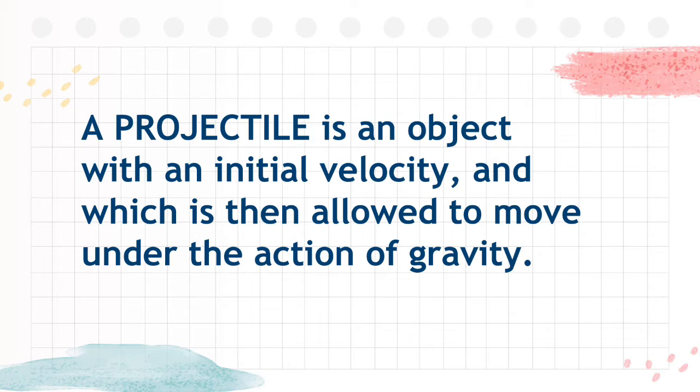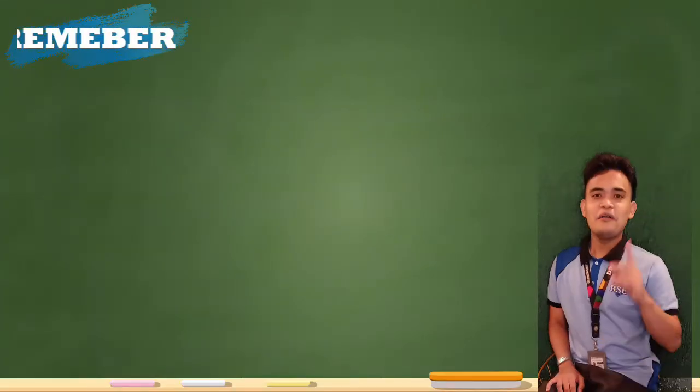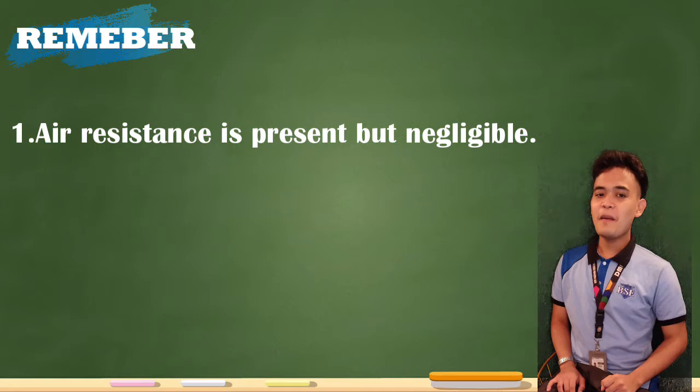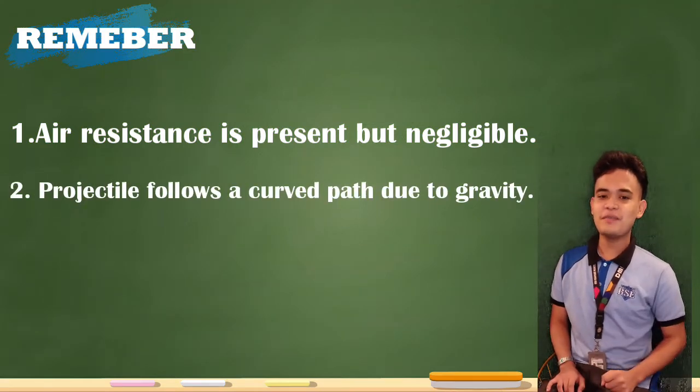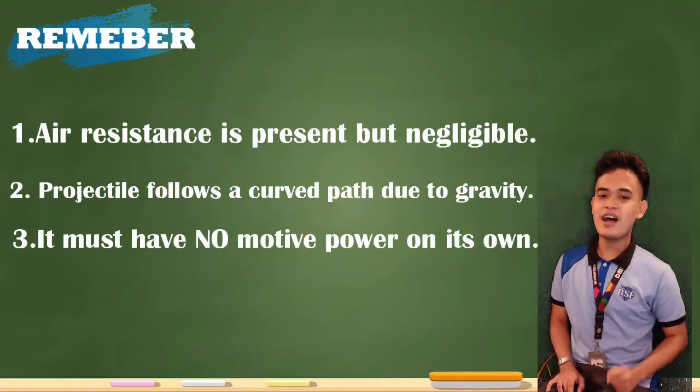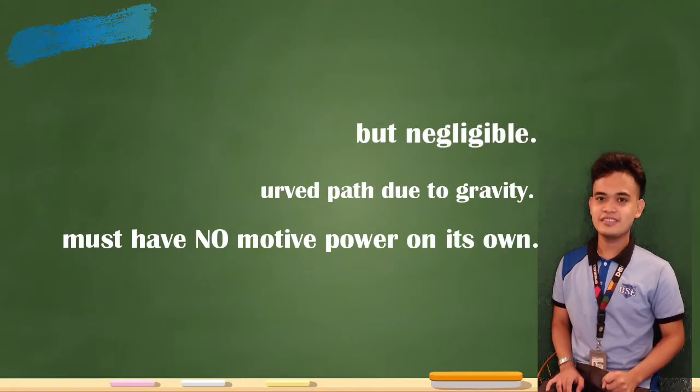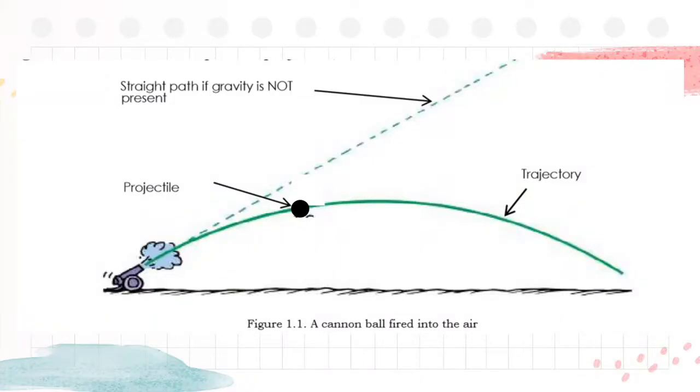A projectile is an object with an initial velocity and which is then allowed to move under the action of gravity. Remember, air resistance is present but negligible. It follows a curved path due to gravity, and it must have no motive power on its own. For example, a cannonball fired into the air. Our projectile here is the cannonball, and the path of the projectile is what we call the trajectory. And if gravity is not present, our cannonball or the projectile will have a straight path.